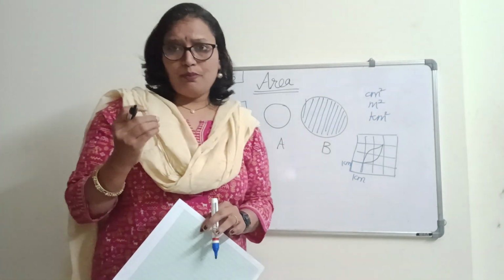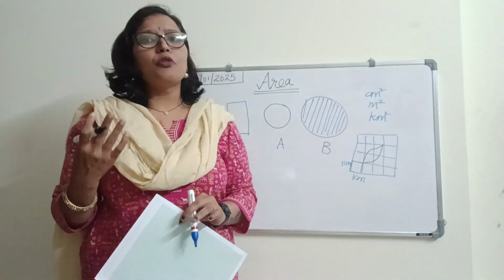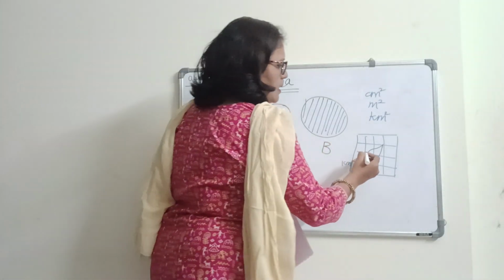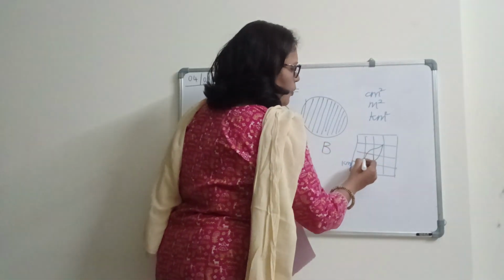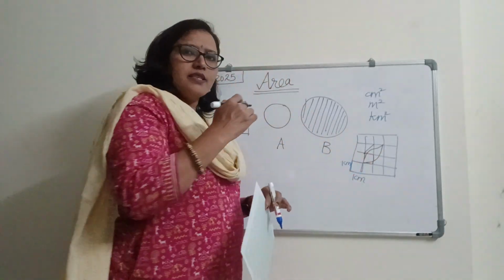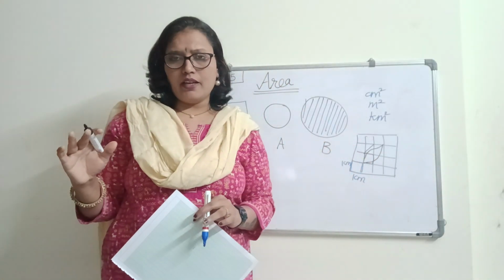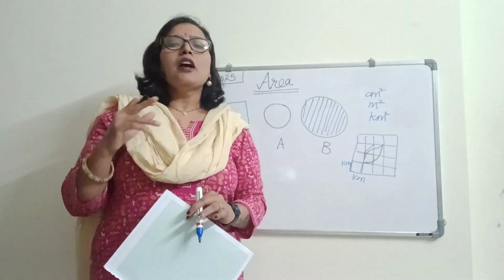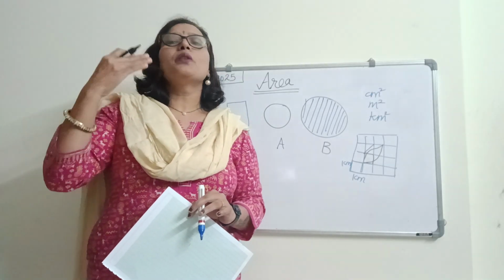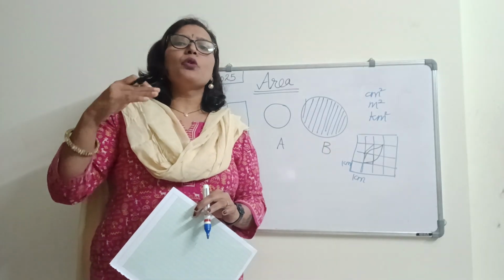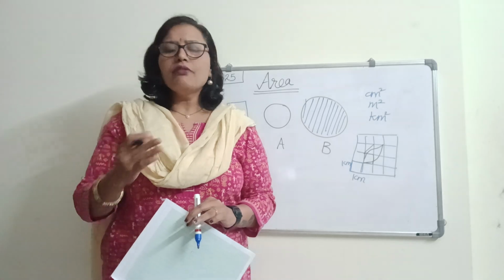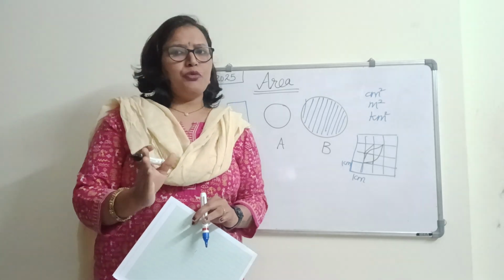There are some specific rules. How many rules are there? There are 4 rules. First you have to count whole squares. How many whole squares is this figure covering? Suppose this is 1 square. Then how many halves? Suppose this is a half. Less than half we are not considering. We consider only whole squares, half squares and more than half squares. If it is more than half, we will consider it as 1 only. Less than half we are not considering, and half we are considering.